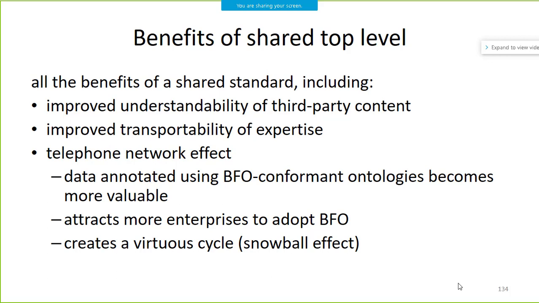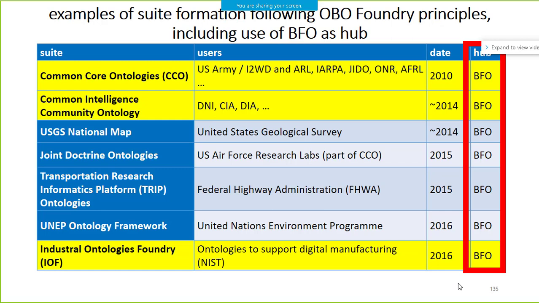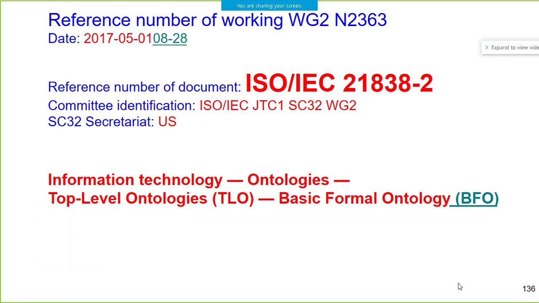Now, BFO-based ontologies, they probably don't have 4 million subscribers, but it will go through as an ISO standard this year. It will be ISO number 21838-2. Part 1 is the standard for being a top-level ontology, and part 2 is the demonstration that BFO satisfies the requirements of that standard. And this is just a few examples of ontologies which are using BFO, and you can find the whole list here. This is public domain ontologies. There are some non-public ontologies which use BFO also.